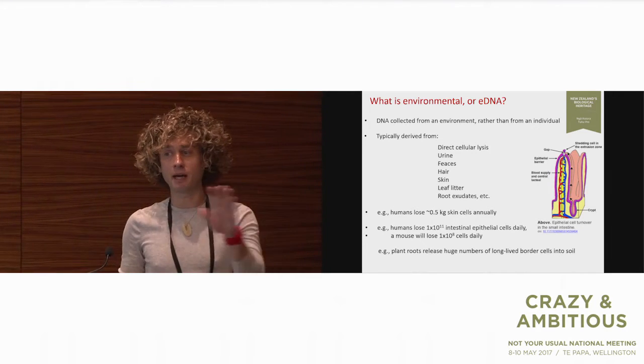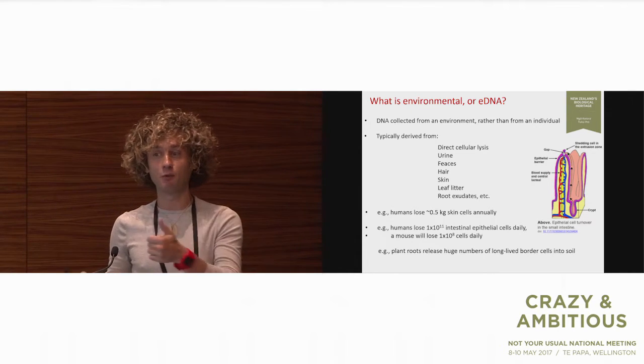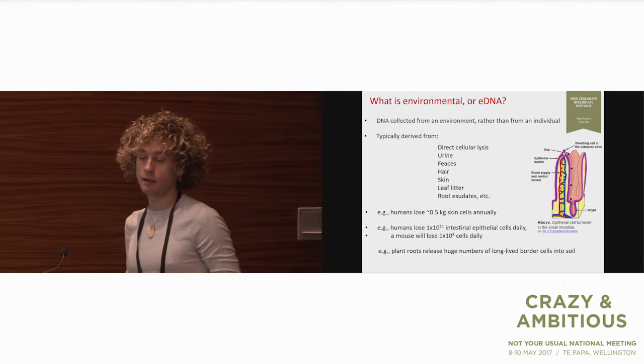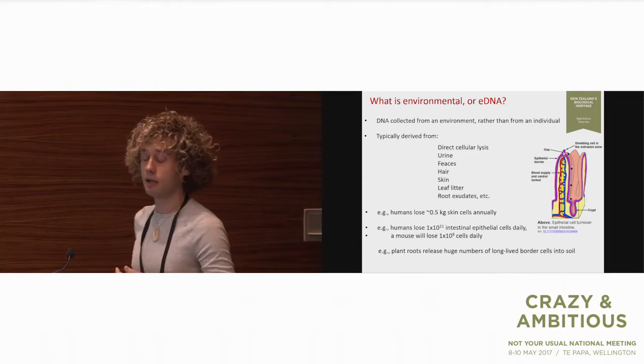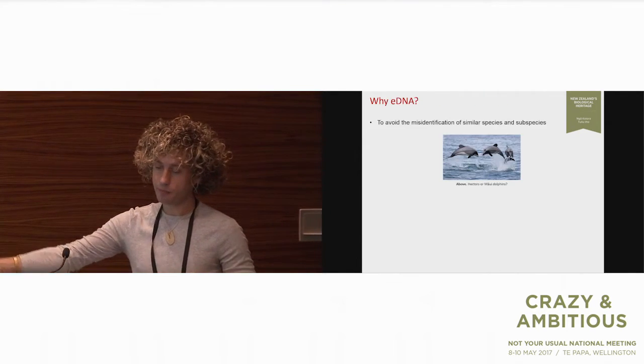So hopefully I'm not talking about the audience now, but as, for example, an animal goes around the environment, shedding its skin, weeing and pooing everywhere, we can trace where these organisms are by looking at where that DNA ends up. It's no different for plants. They shed enormous amounts of DNA through their leaf litter and through their root exudates as well.